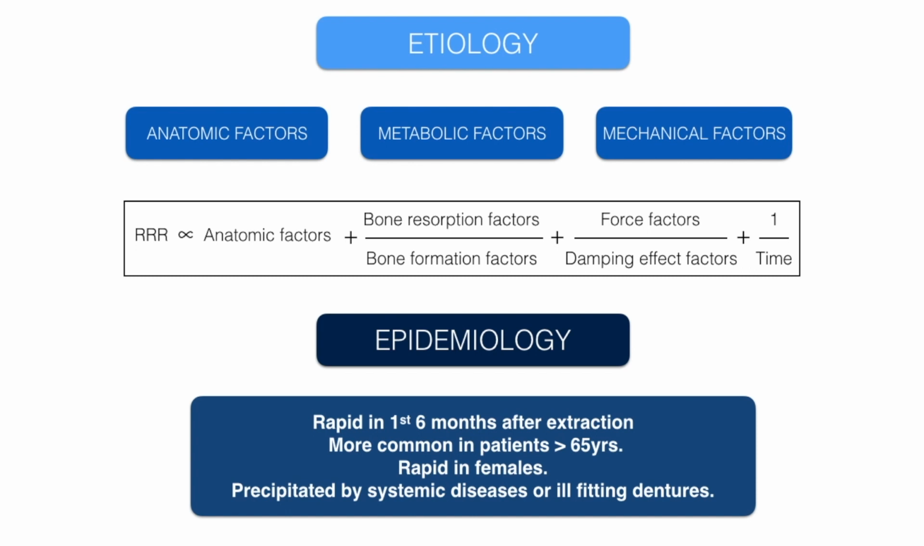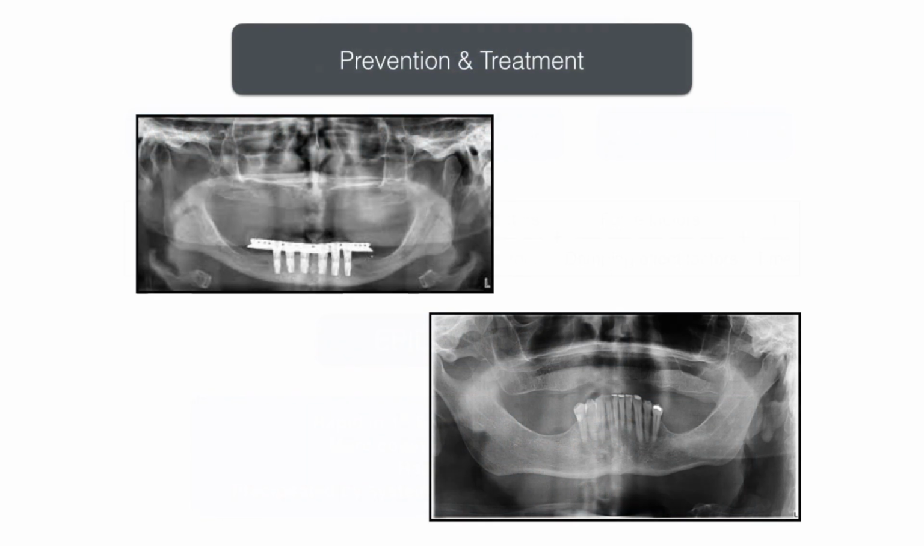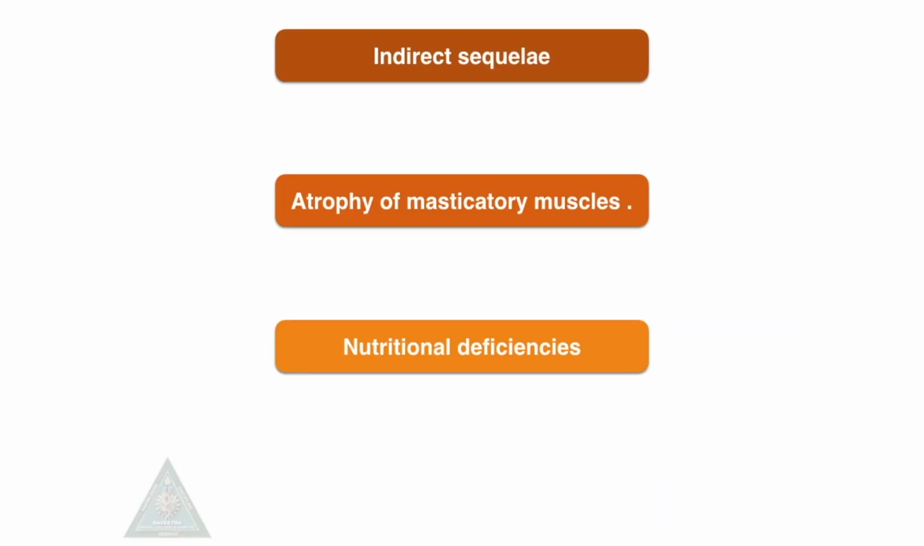Epidemiology: usually it is rapid in the first 6 months after extraction, more common in patients more than 65 years of age, and rapid in females, and it is precipitated by systemic diseases or ill-fitting dentures. Residual ridge resorption can be prevented by preventing the loss of natural teeth, or by tooth-supported dentures, and properly designed dentures decrease the rate of resorption. The ridge can be improved by ridge augmentation procedures.